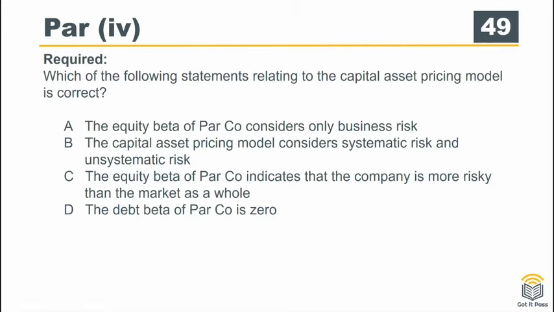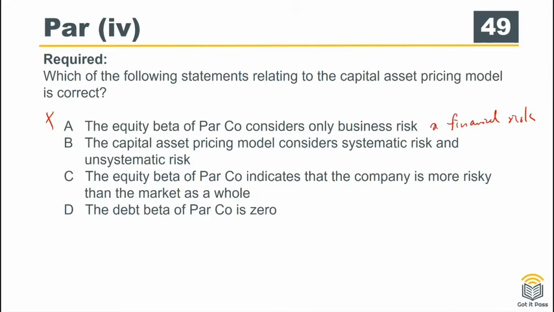So let's check here which statement is correct. First, the equity beta of power company considers only business risk. For equity beta, it considers both business risk and financial risk. So it's wrong. For B, the capital asset pricing model considers systematic risk and unsystematic risk.